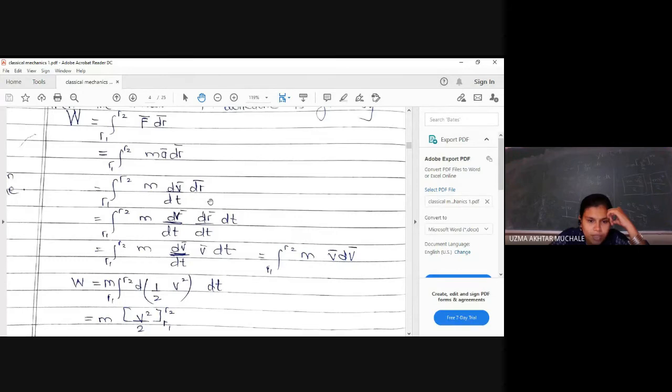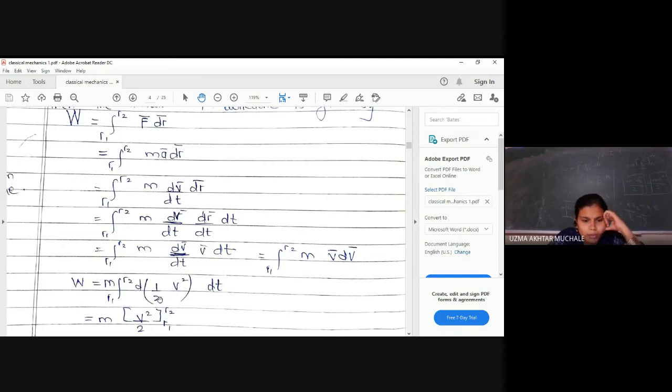Correct. Now dr by dt is nothing but your velocity. And this term, dv by dt, we have carried out as it is, with the mass kept outside. Now if you see here, the integration is with respect to t and the derivative is also with respect to t. So we can cancel them out and directly write v dv, right? So we are left with simply v and dv.